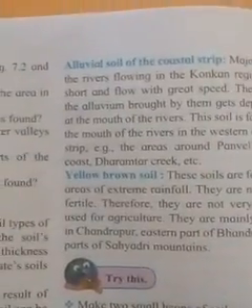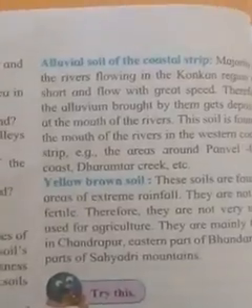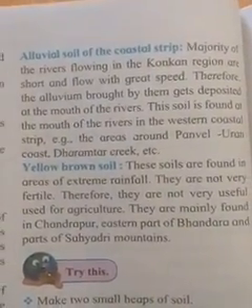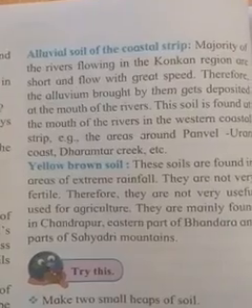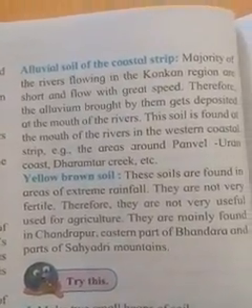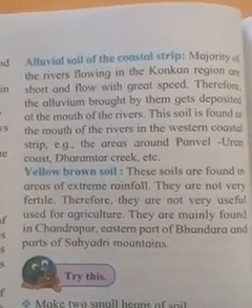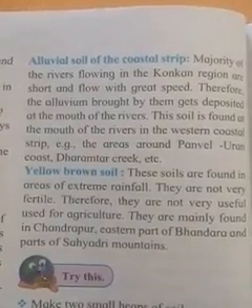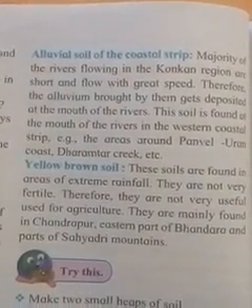Then the fourth type: alluvial soil of the coastal strip. The majority of the rivers flowing in the Konkan region are short and flow with great speed.